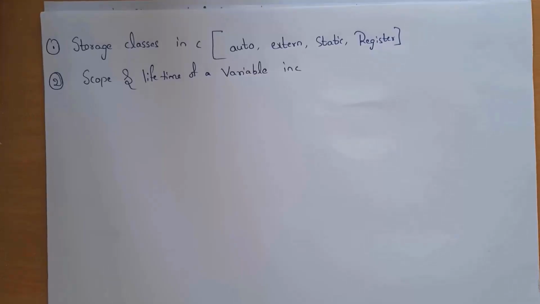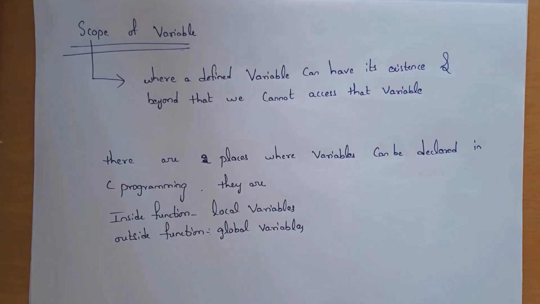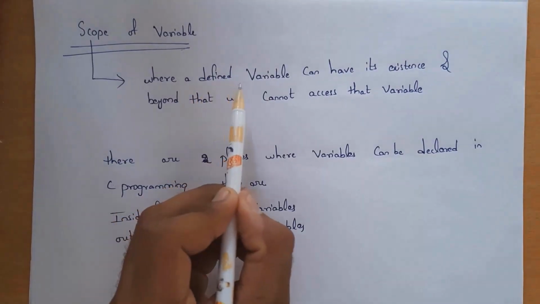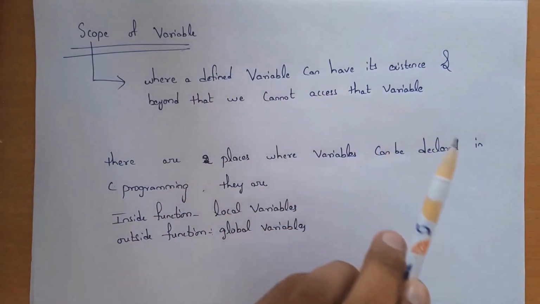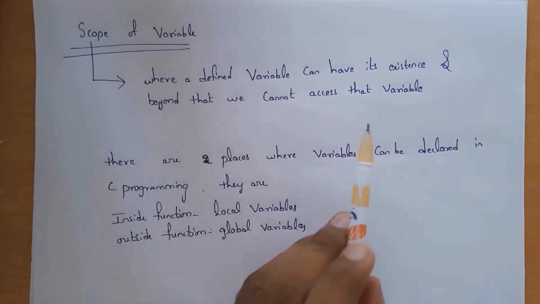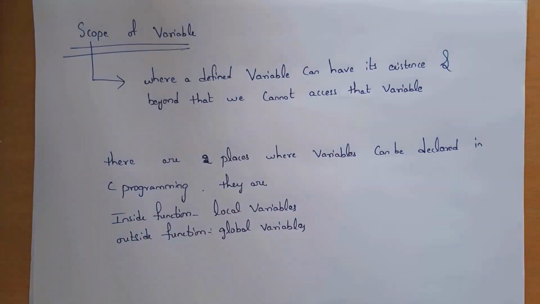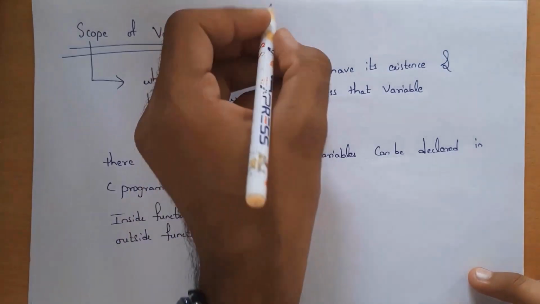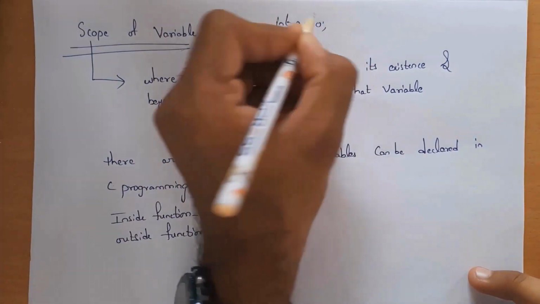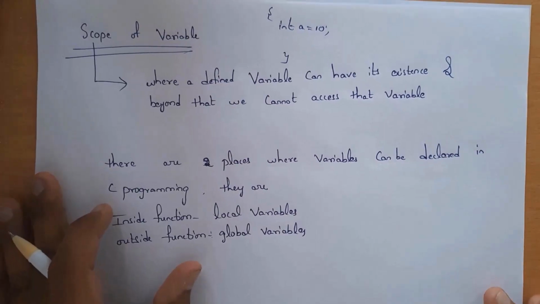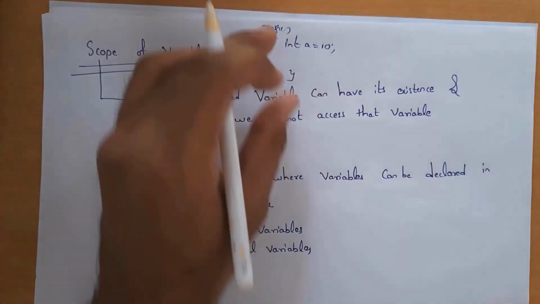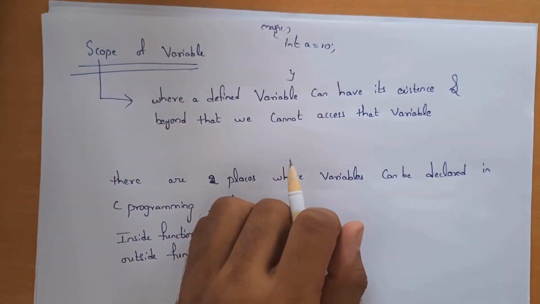Next topic is storage classes in C, and also I will explain scope and lifetime of a variable in C. At first I will explain scope of a variable. Where a defined variable can have its existence and beyond that we cannot access that variable. That means, for example, if we define any variable, like I am defining int a = 10. This a is my variable and I declared this variable inside the main function.